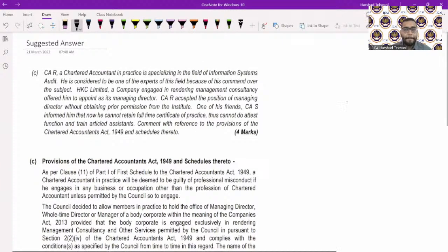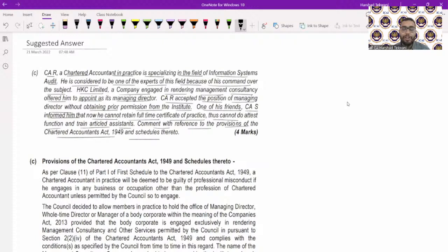So the question was: Mr. CAR, a chartered accountant in practice, is specializing in the field of information system audit. He is considered to be one of the experts in his field because of his command over the subject. HKC Limited, a company engaged in rendering management consultancy, offered him an appointment as a managing director. CAR accepted the position of managing director without obtaining prior permission from the institute. One of his friends, CAS, informed him that now he cannot retain a full-time certificate of practice, thus cannot do attest function and train articled assistants. Comment with reference to the provisions of the Chartered Accountants Act 1949 and schedules thereto.